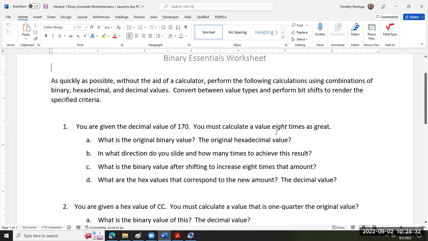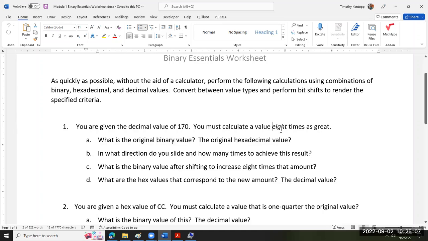The worksheet intentionally prompts you. It gives you one type of value, and then it prompts you for the next value you need to manually determine. If I'm going from decimal to hexadecimal, it's helpful for me to go between the decimal and the binary, right? So if I determine the binary value, then I can do a bit shift calculation. I don't even have to do stuff in my head. I just slide the ones and zeros around.